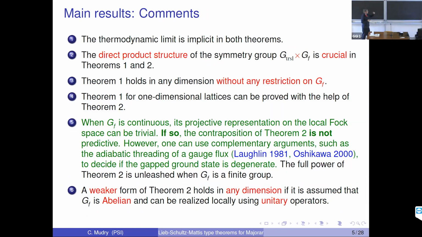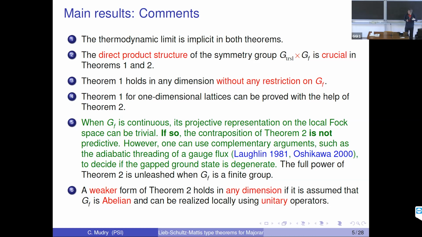So some comments about the statements, the two claims that I am making. The thermodynamic limit is implicit in both theorems. The direct product structure of the symmetry group, G translation direct product GF, this is crucial. Those two theorems break down if you don't have this direct product structure between G translation and GF.